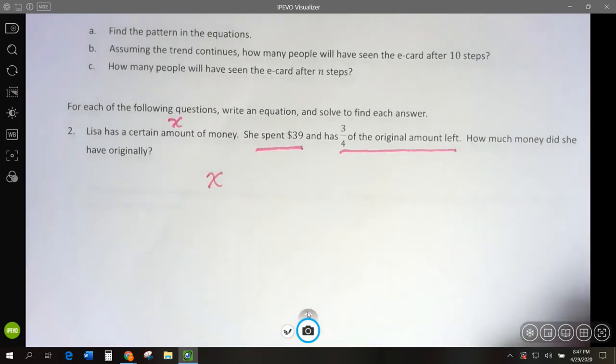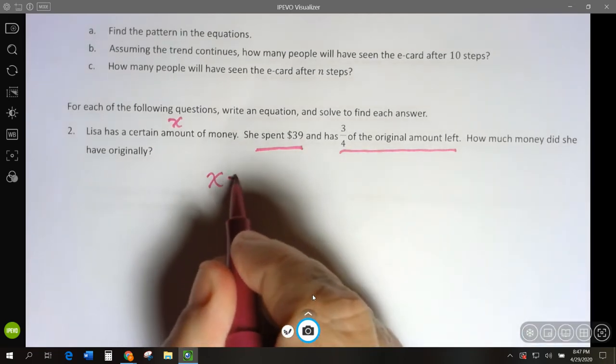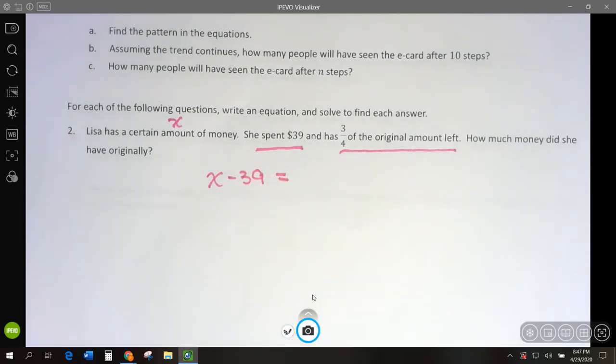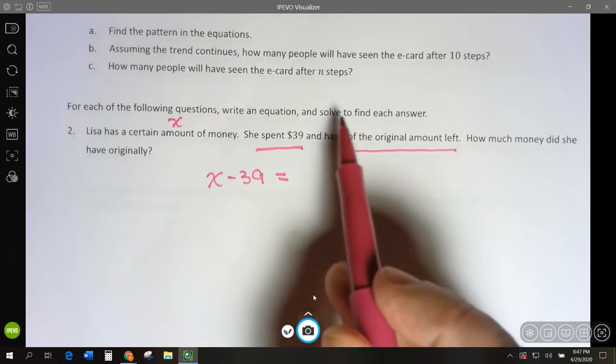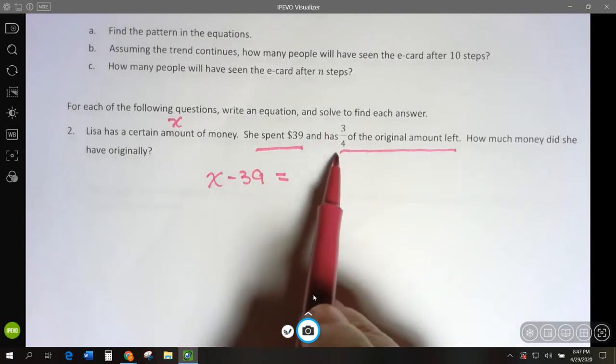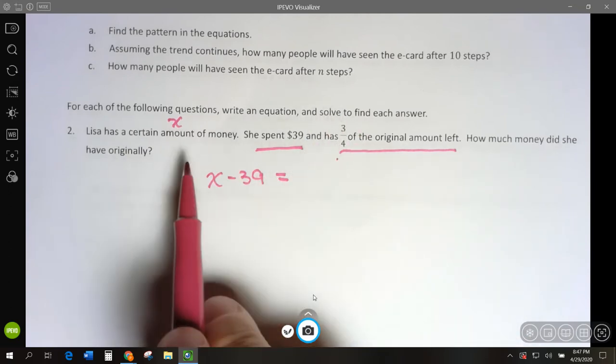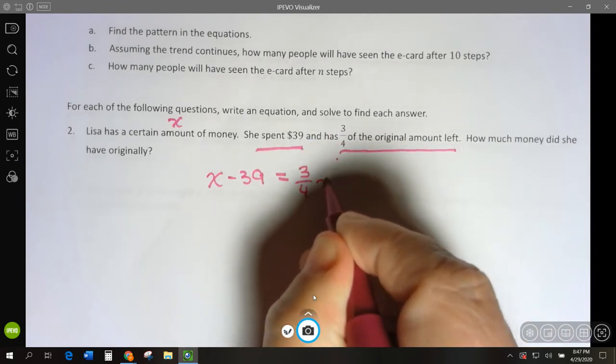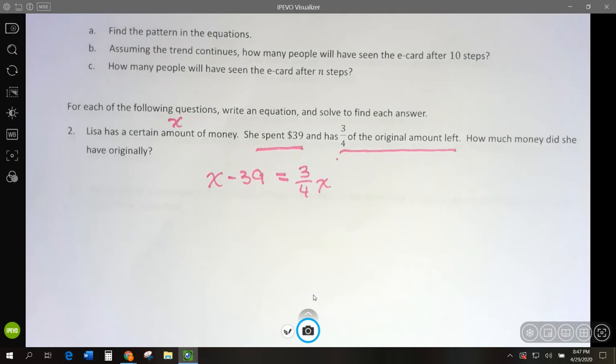She spends $39. If you spend money, are you going to add it or subtract it from your amount? When you spend it, you're going to subtract it because you're not going to have it anymore. And she has then, so we're equals, 3/4 of the original amount. So she's going to end up with 3/4 of X. How do we write 3/4 of X? 3/4 X. And there we have our equation.